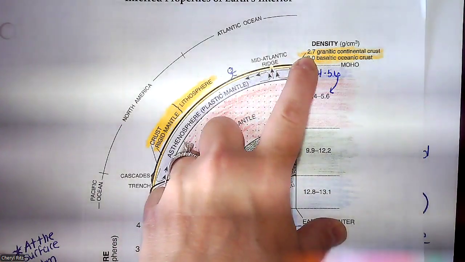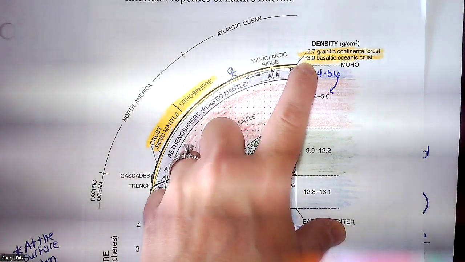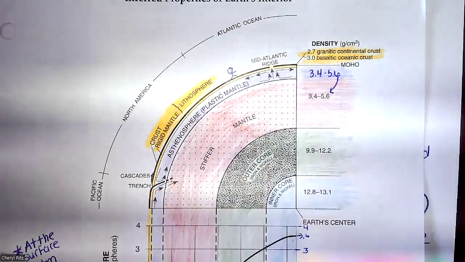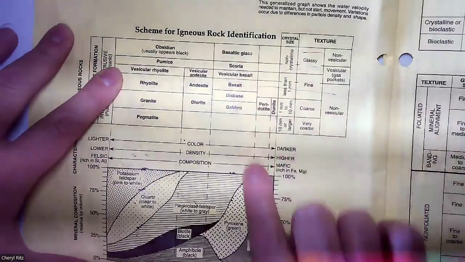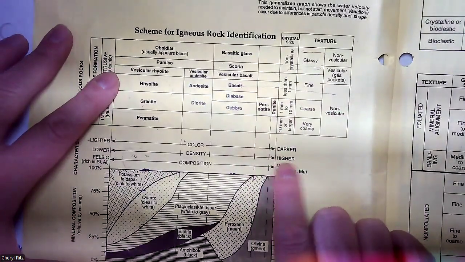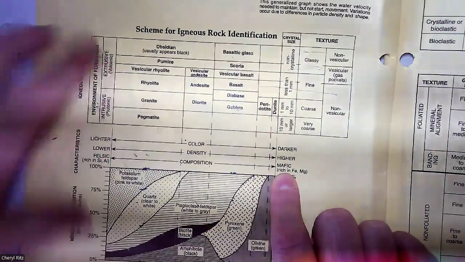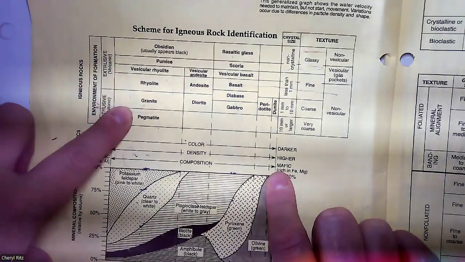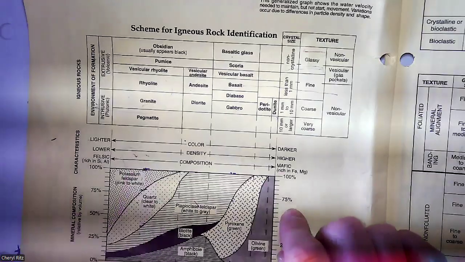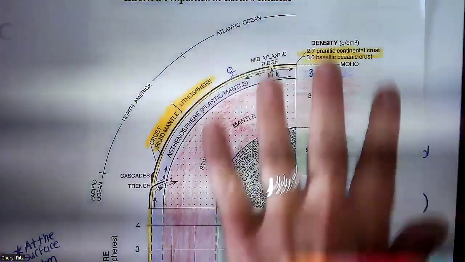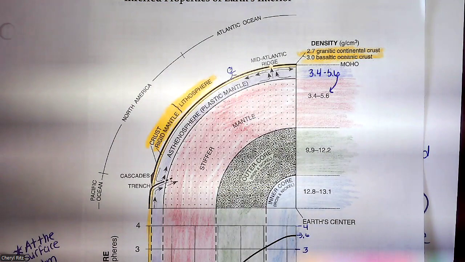Also notice granite has a density of 2.7. Basalt has a density of 3. Remember, basalt is on the right side of the chart. It has a higher density and is mafic, while granite is on the left side of the chart, has a lower density and is felsic. So all that information can be gotten off of this reference table.